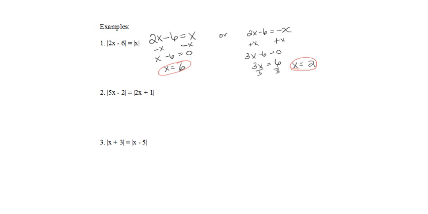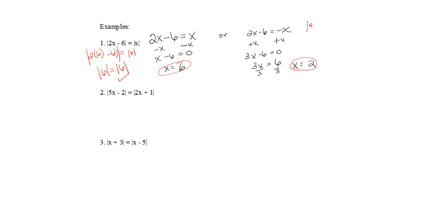Now we can plug both of these back in to figure out if we are correct. If I plug the x equals 6 back in, I get the absolute value of 2 times 6 minus 6 equals the absolute value of 6. 2 times 6 is 12. 12 minus 6 is 6. The absolute value of 6 equals the absolute value of 6, and we know that's correct because they both are 6.